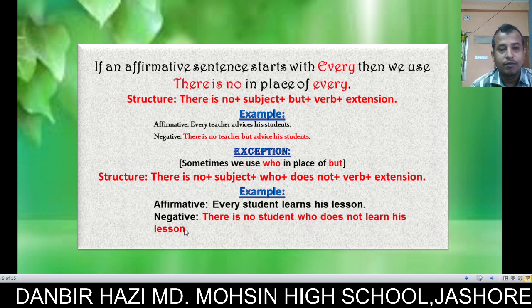You see, we wrote there is no in the place of every and we have added a but before the verb. There might be an exception to it, and I have written it for you. Sometimes we use who in the place of but. Every student learns his lesson. There is no student who does not learn his lesson. In this case, you have to make the second clause negative.